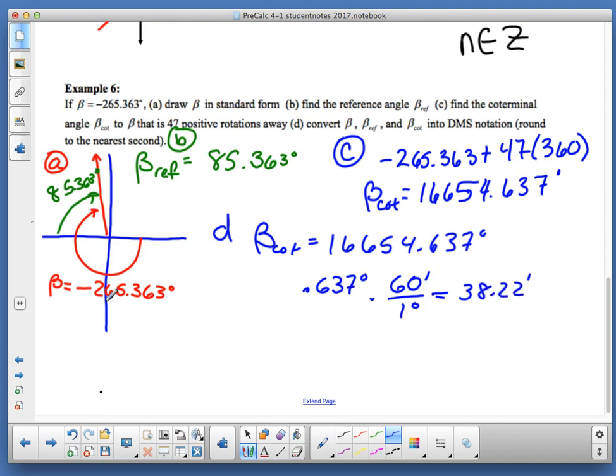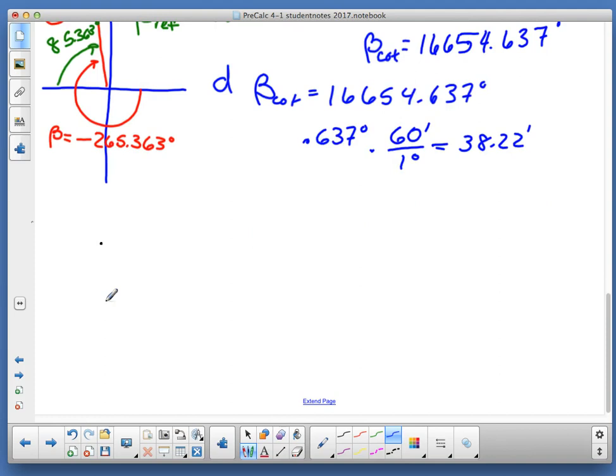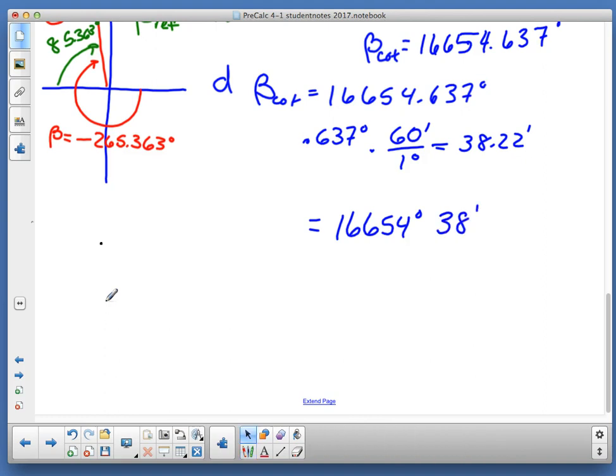Now remember, that's minutes. Now, right now, my DMS that I'm working with is, I don't know if I'm going to have enough room here. We'll pop it down here. So in DMS, if I have to, we'll slide it down. I got 6654 degrees, 38 minutes. Now I need seconds.